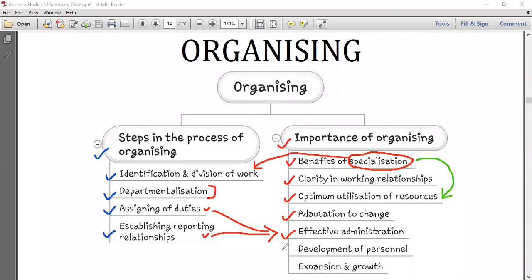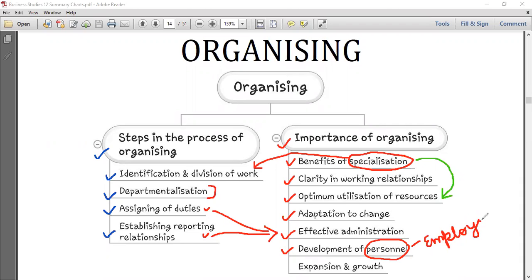Then comes the sixth importance of organizing, that is development of personnel. Here the word personnel means the employees of the organization. ठीक है, personnel means the employees of the ऑर्गेनाइजेशन. उम्मीद करता हूं ये तो खैर बहुत सिंपल टर्म है, कई बार हम लोग सिलेबस में पढ़ चुके हैं तो आप लोगों को याद होगा. That is, personnel means employees in the organization.